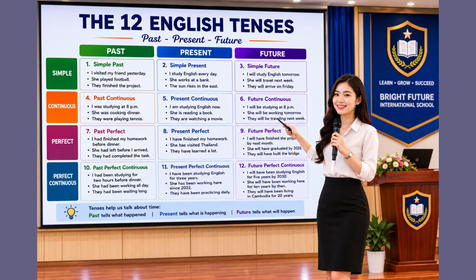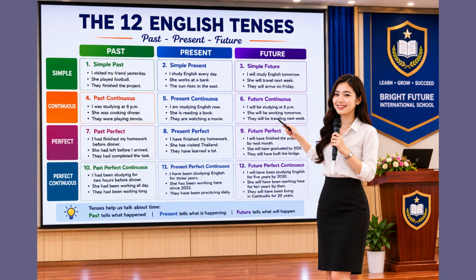Conclusion. The 12 English tenses are the foundation of English communication. They help us talk about the past, describe the present, and discuss the future. Although learning all 12 tenses may seem difficult at first, regular practice will make them easier to understand and use. Read English books, listen to conversations, watch English videos, and create your own sentences using each tense. The more you practice, the more confident and fluent you will become. Remember, mastering tenses is one of the most important steps towards speaking and writing English accurately and naturally.